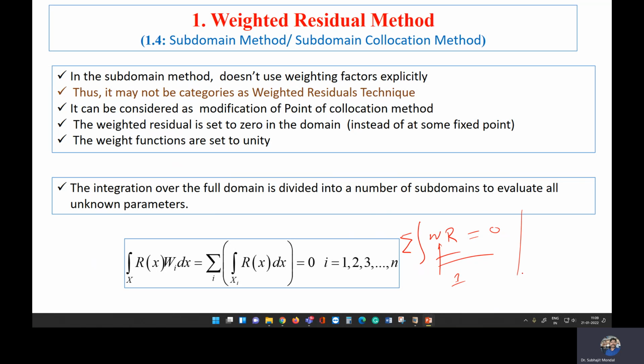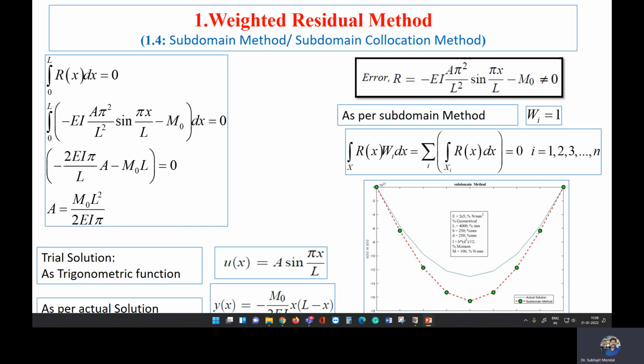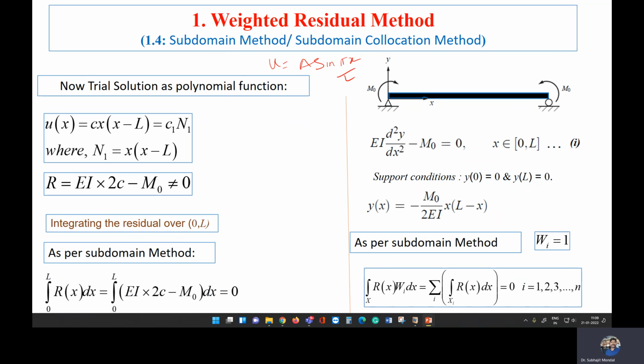In the point collocation method, we made the error 0 at selected points. There we did not involve any integration. We make the error 0 at some selected points, and we try to find the unknown value. In the subdomain method, we assume a trial function, find the error, and make the error 0 in an average sense over the entire domain. Here we have a few subdomains, so we have to take the summation over all of them and make the error 0 in an average sense over the entire domain.